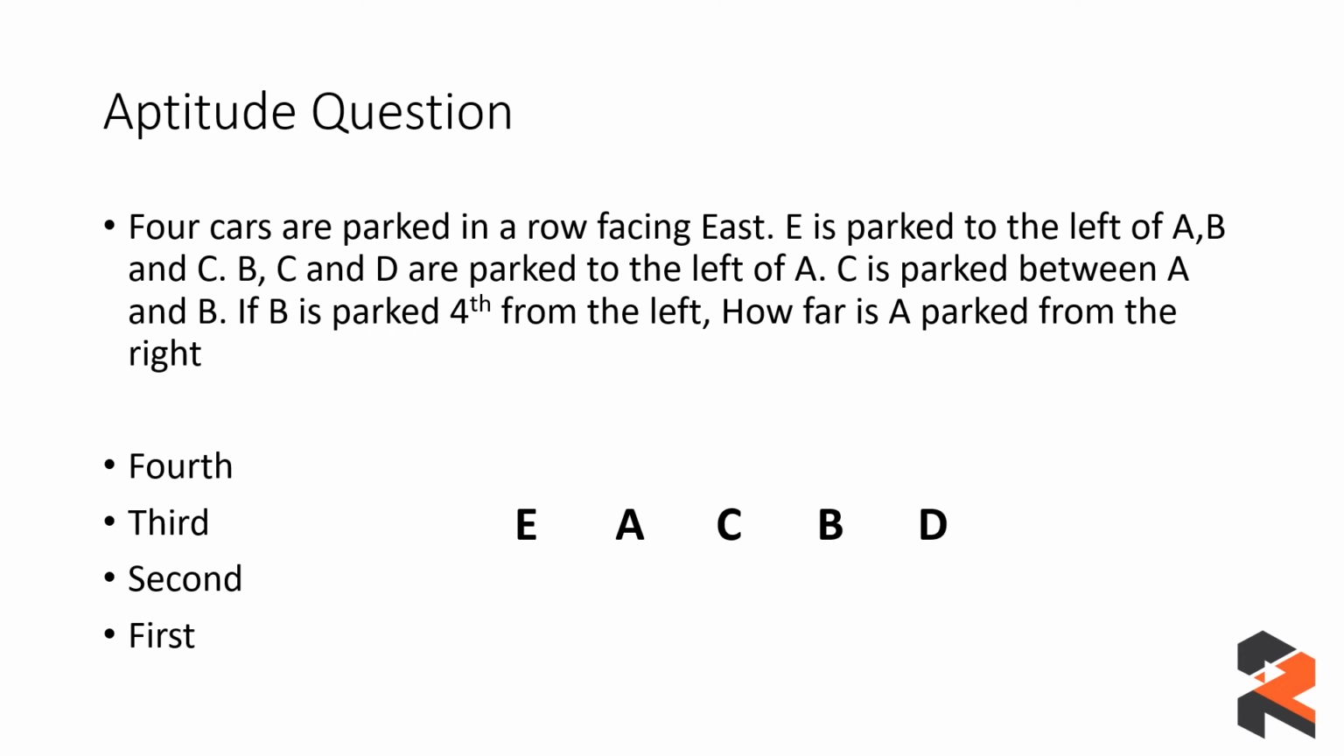So starting from E, you can see that B is parked at the fourth position. So now how far is A parked from the right? Starting from D, if you count, you will find that the car A is parked at the fourth position. So option number 1, that is fourth, is the correct answer in this case.